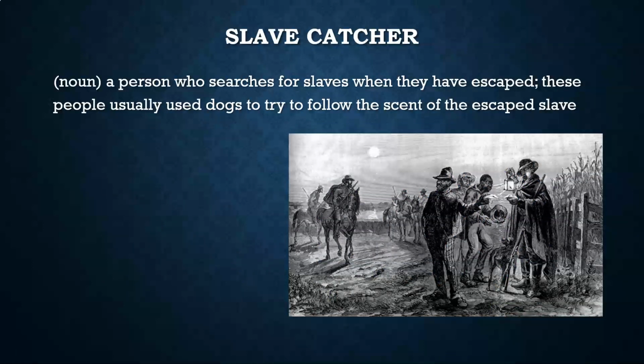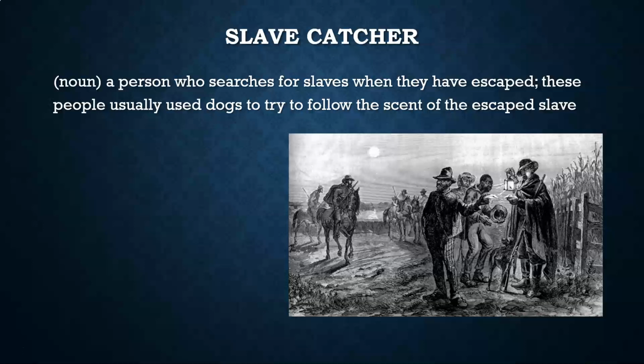The next word that you need is a slave catcher. A slave catcher. This is a person who searches for slaves when they have escaped. These people usually used dogs to try to follow the scent of the escaped slaves. So the dogs had really good noses. They could try to smell where a person went.